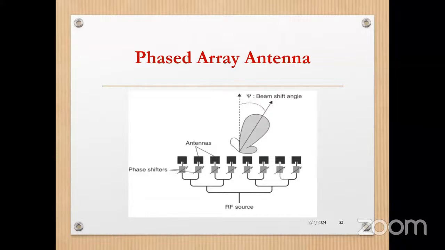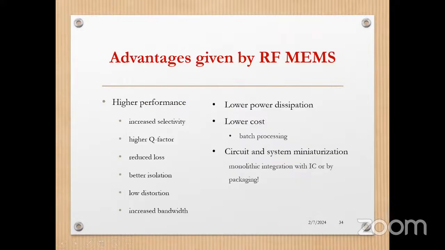So there are two large research areas currently going on in phased array antennas. One is in signal processing applications, where the RF source is another signal processing application, and the second is the phase shifter and antenna design, so that the size has to be reduced. These are some of the applications used in communication systems or wireless transceivers using MEMS technology.